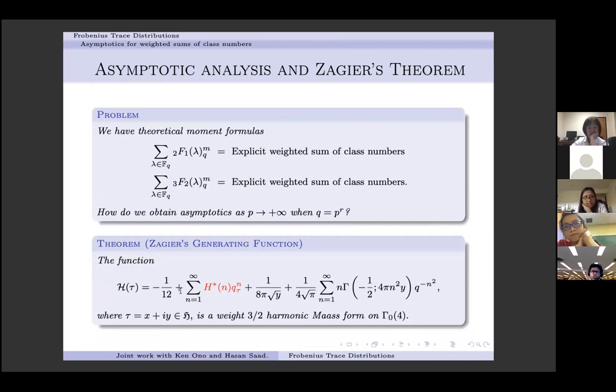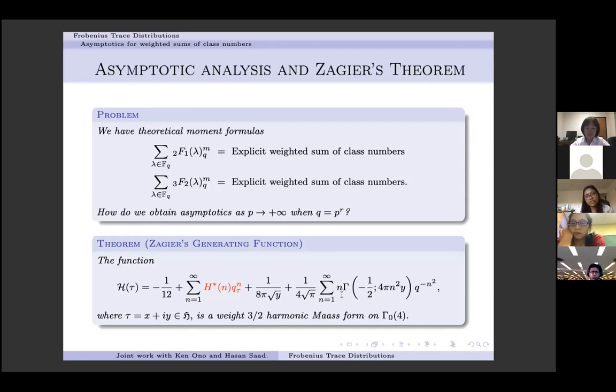So this is Zagier's function, where this function has two parts. This is the generating function of the class numbers, and this is the indefinite gamma integral. So this is Zagier's function, which is a harmonic Maass form of weight 3/2. This function we use repeatedly to obtain the asymptotic formulas for our power moments.